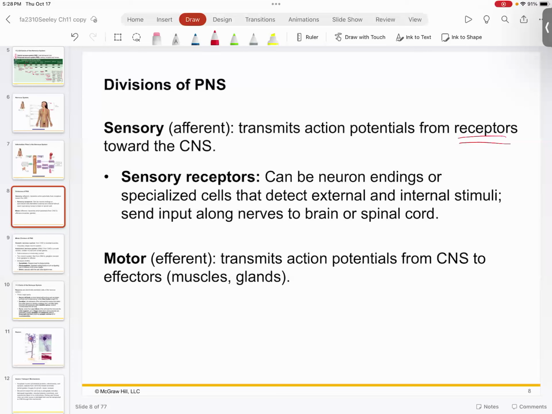So you've got your sensory receptors out there, and it's going to be moving it in toward the central nervous system. When you take a look at receptors, there's a lot of different types throughout your body. Typically, they can be nerve endings. They can actually be specialized types of structures, specialized cells that are basically doing the same thing. They're detecting external and internal stimuli, and they send what they're learning to the brain and the spinal cord. And then the motor, the efferent, will transmit action potentials from the central nervous system to your effectors, which typically are muscles and glands.